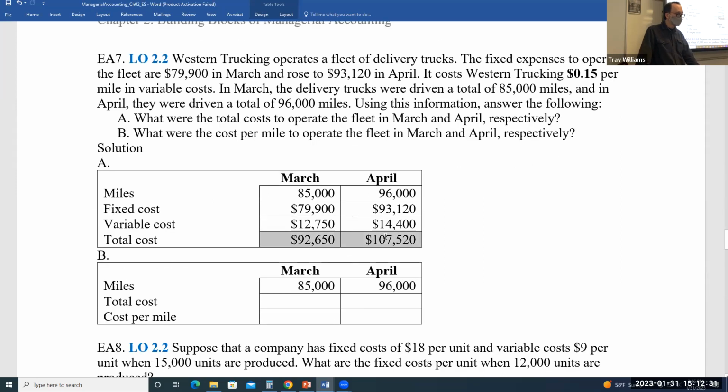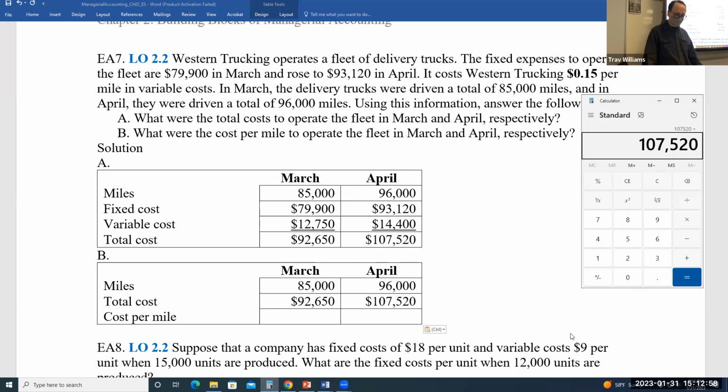We actually need that information for part B. So I'm going to copy that and bring it down here. So under part B, we know the number of miles driven each month. We know the total costs. How do we get the cost per mile? Divide your total miles and the total cost. Yep, we'll take the total cost divided by the miles, and that'll give us cost per mile.